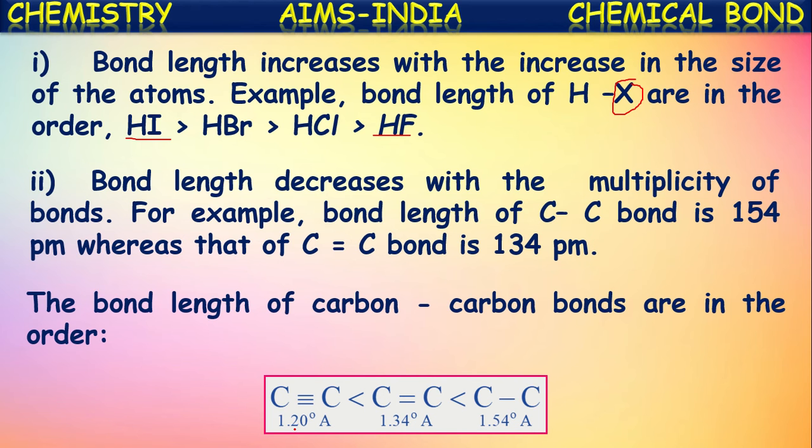Got it? So as the number of bonds between the two atoms increases, both the atoms will be held more together and they come a little closer, and hence bond length decreases.